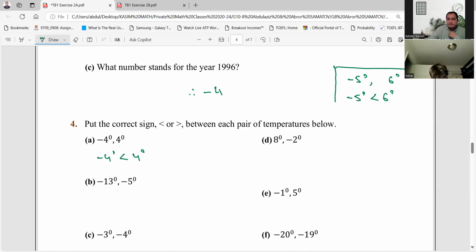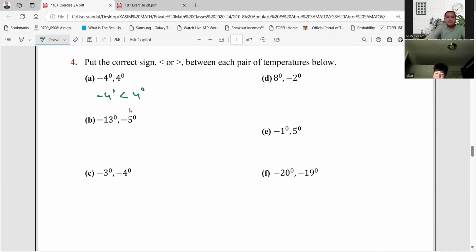How about question B? Negative 13 degrees is less than negative 5 degrees. C: negative 3 degrees is greater than negative 4 degrees. D: 8 degrees is greater than negative 2 degrees.